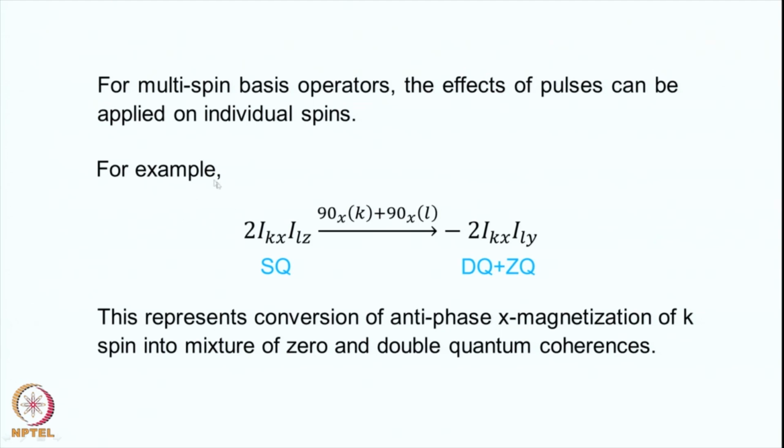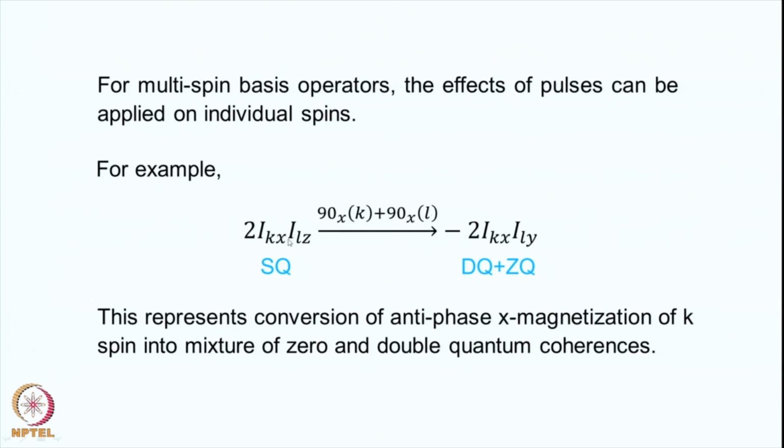Now here we consider a basis operator 2IkxIlz, and we have seen this operator represents the K magnetization which is antiphase with respect to L, and this is a single quantum coherence because this is Kx, okay. KxLz is a single quantum coherence, X magnetization of K antiphase with respect to L. Now we apply a pulse on both the spins, 90x K plus 90x L. So this is called a non-selective pulse, it is applied to both the spins K and L.